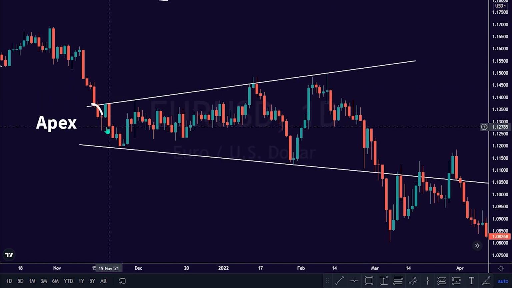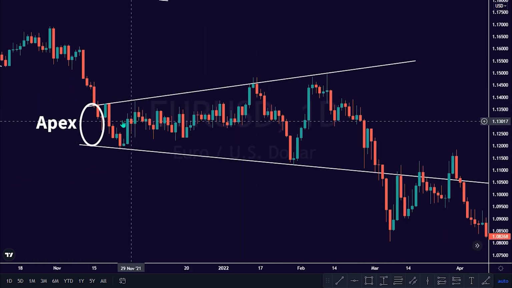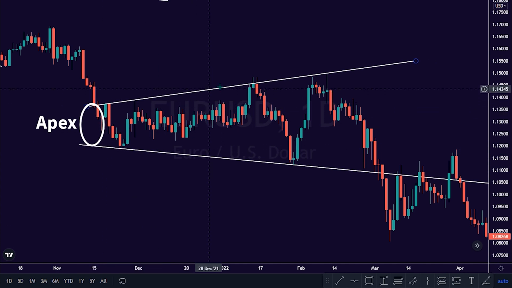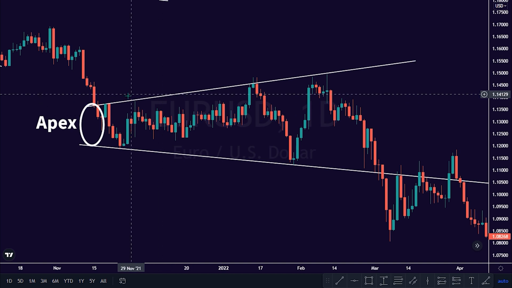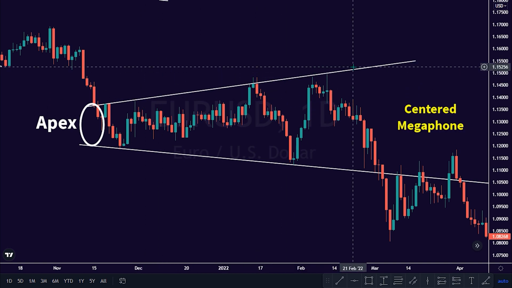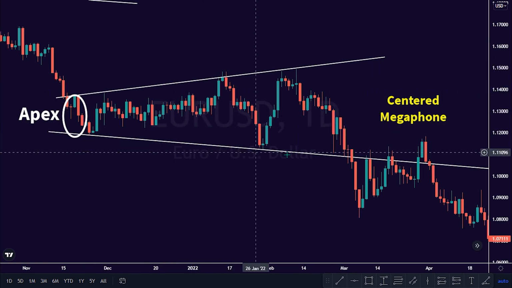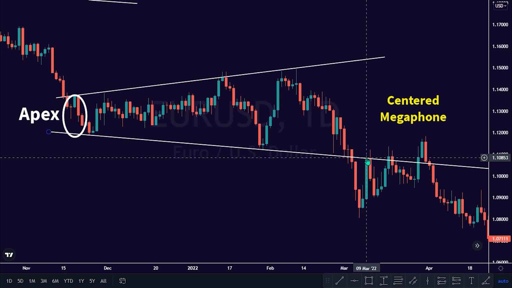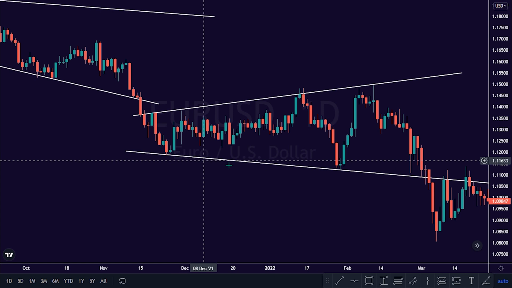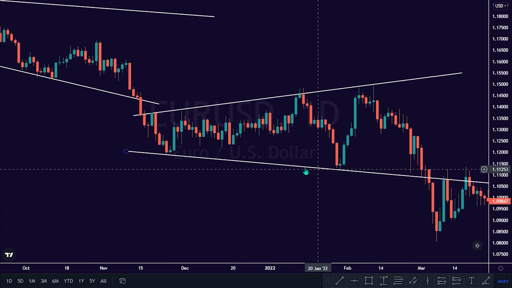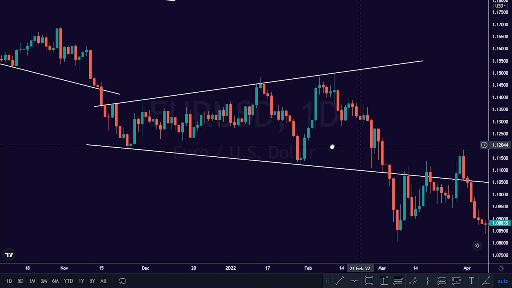Also, the apex may be horizontally parallel to the midpoint of the chart pattern. Whenever it is horizontally parallel to the chart pattern, it can be tagged as a reverse symmetrical triangle or a centered megaphone. Both the rising, falling, and centered megaphone chart patterns have three price directional movement possibilities.